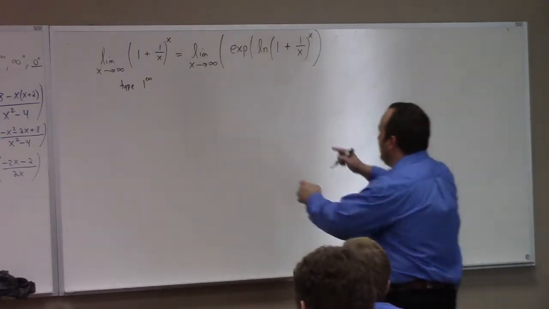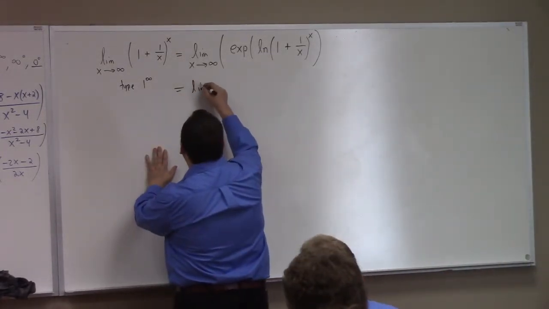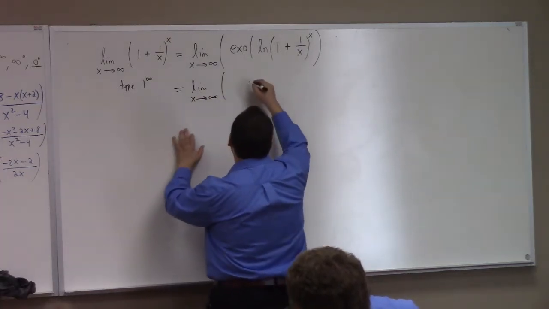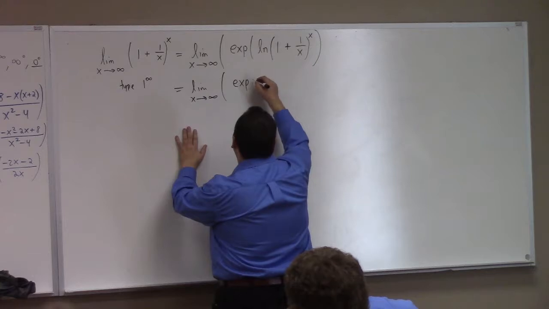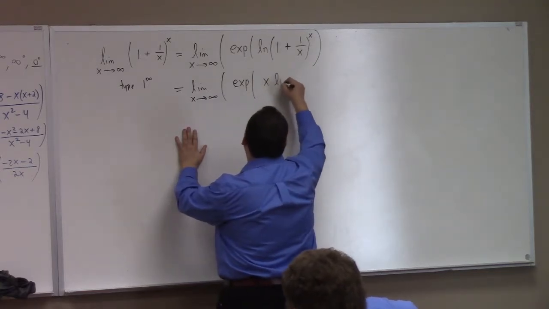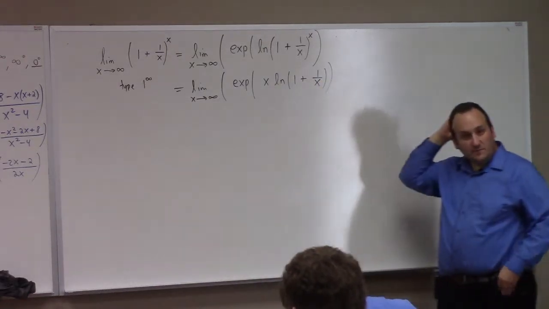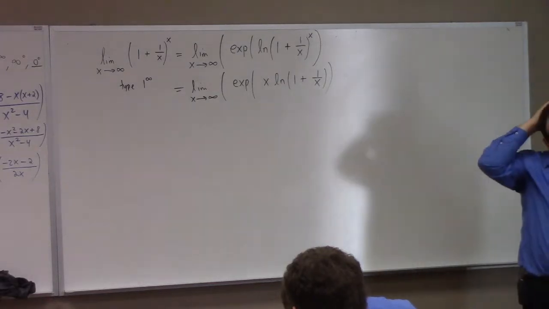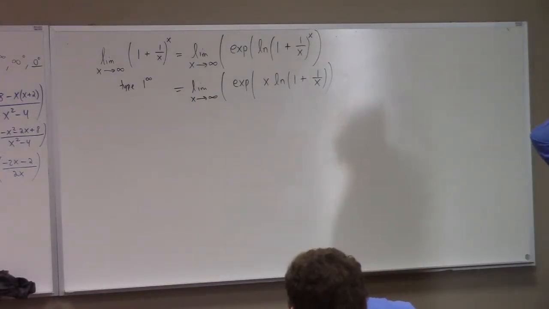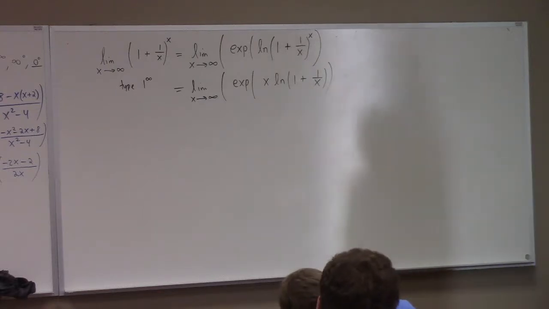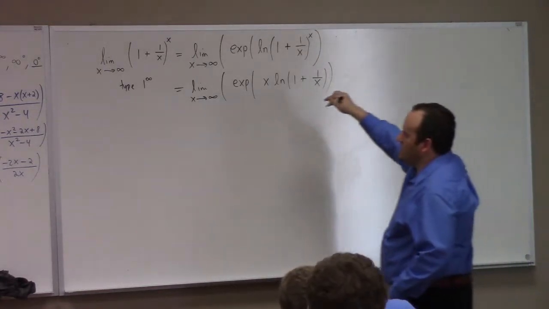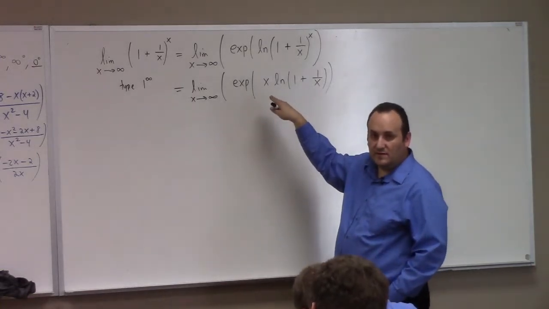Except it actually does something, because now I can rewrite this as the limit as x goes to infinity of the exponential of x times the natural log of 1 plus 1 over x. Properties of logs: I can pull the x down. But there's something else we know. Where's the exponential continuous? Good news, exponential is everywhere continuous. And with continuous functions, you can pull limits inside the arguments. This is a theorem of limits.